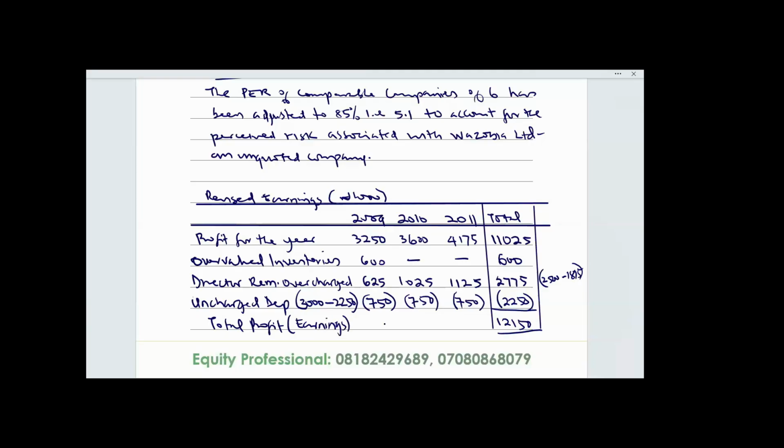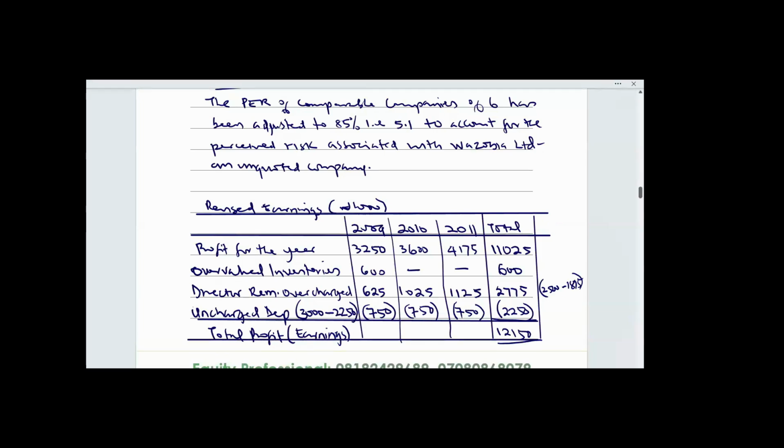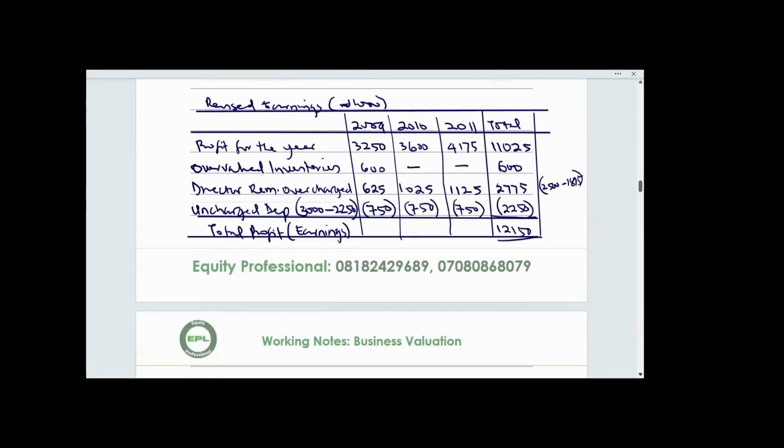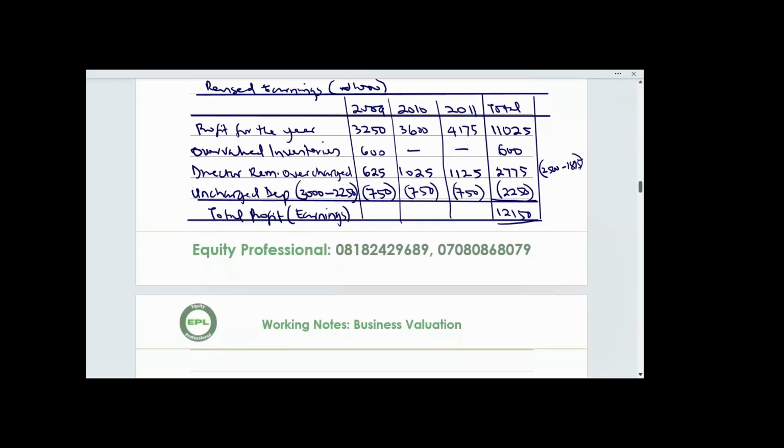Okay, so in your own case you can complete the table and find the total for each year. All right. So at this point, we have a total profit of 12,150 for the first year, second year, and third year. I'm looking for average profits.